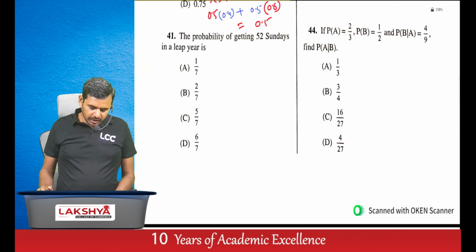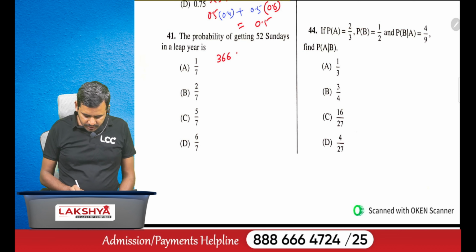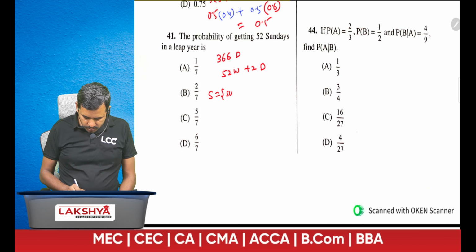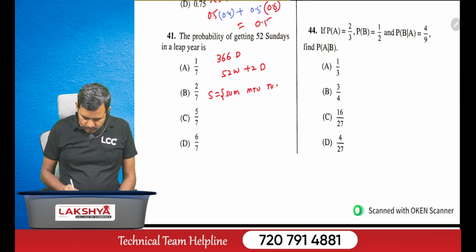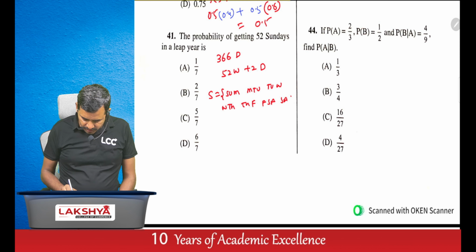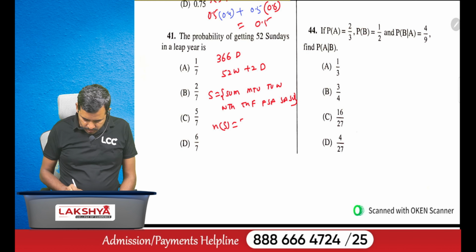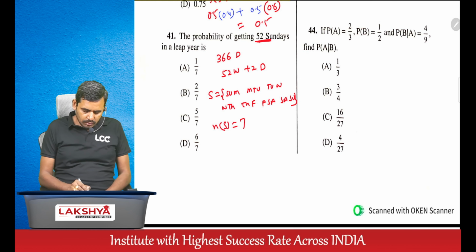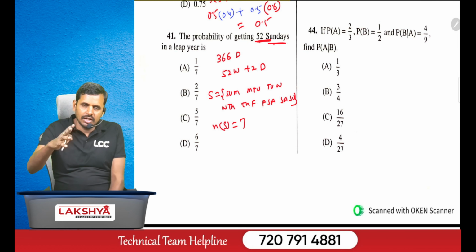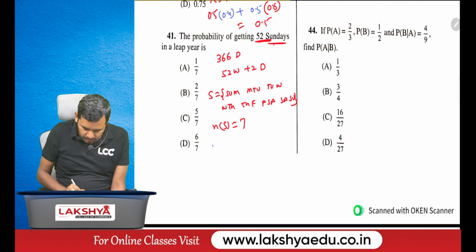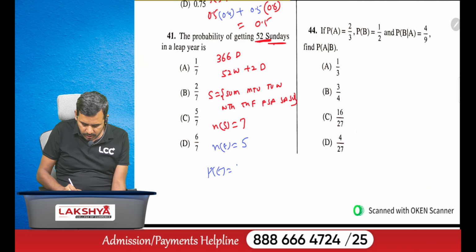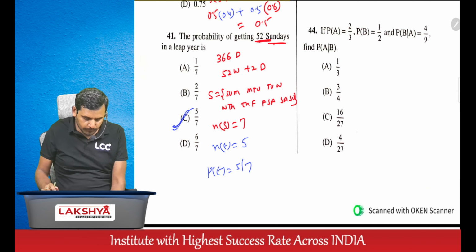Probability of getting 52 Sundays in a leap year. See, a leap year contains 366 days. Out of 366, it is 52 weeks plus 2 days. The sample space is Sunday-Monday, Monday-Tuesday, Tuesday-Wednesday, Wednesday-Thursday, Thursday-Friday, Friday-Saturday, Saturday-Sunday. Therefore, n of S is equal to 7. We get only 52 Sundays if the remaining 2 days do not include a Sunday. Therefore, n of E, how many of them satisfy our required condition, is 5. Therefore, probability of E is equal to 5 by 7. Hence, right answer is C.